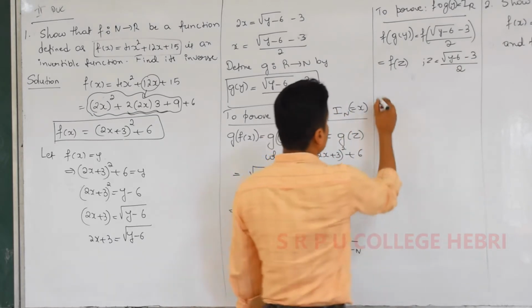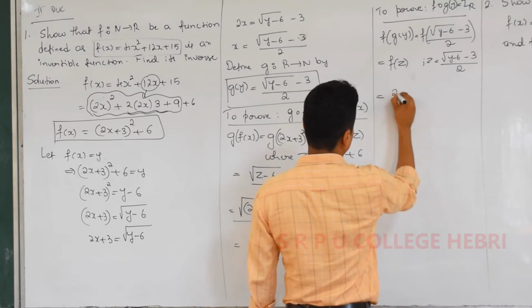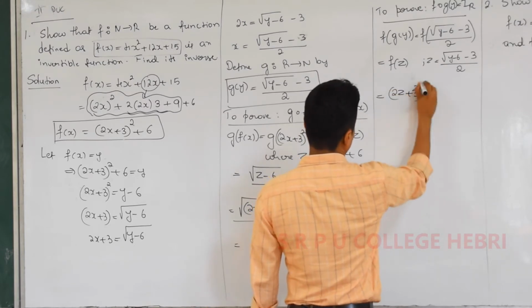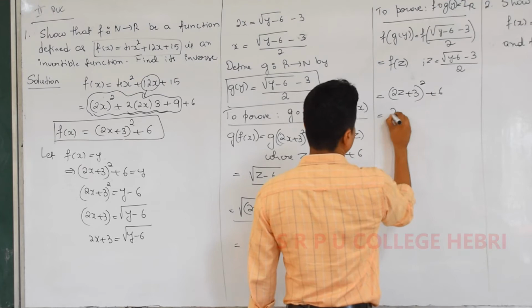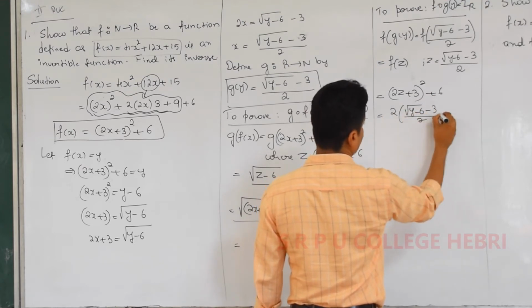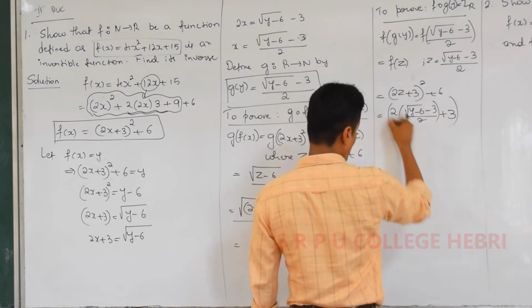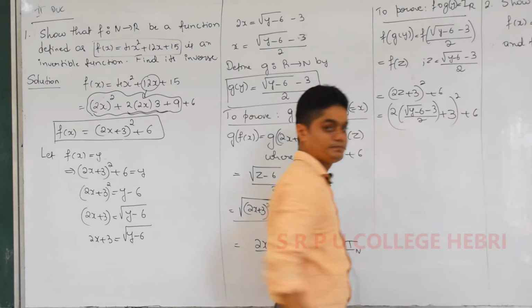Correct? f of x is (2x plus 3) whole square plus 6. So what does f of z become? (2z plus 3) whole square plus 6. This is 2 times z, where z is (root of y minus 6 minus 3) divided by 2, close bracket, plus 3, whole square, plus 6.